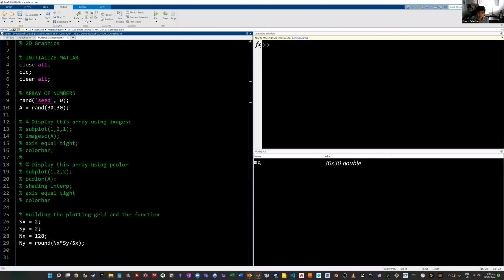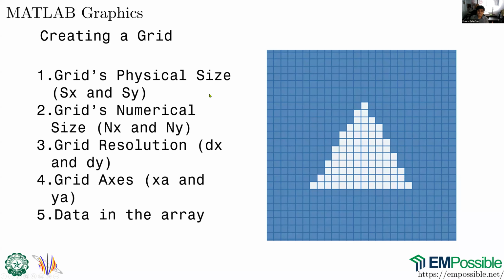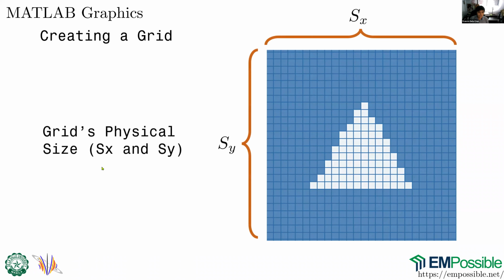Let's go back to our presentation. Now in MATLAB, we can create a grid like this one that we can populate each element with a certain value. So we need to know about the grid's physical size, the grid's numerical size, the grid resolution, the grid axis, and the data that we need to put inside the array. So this is the grid's physical size, x and y: the entire length of the x and the entire height of the y.